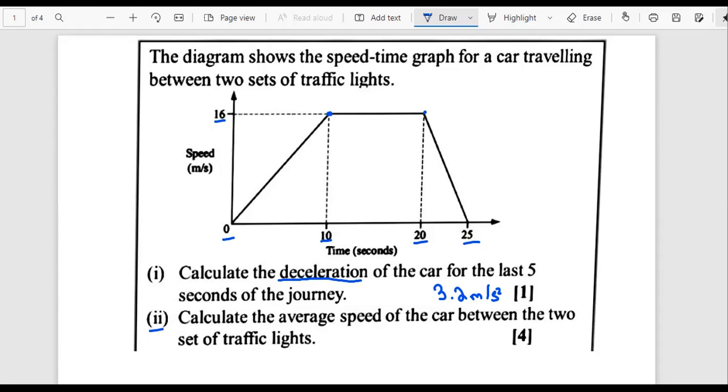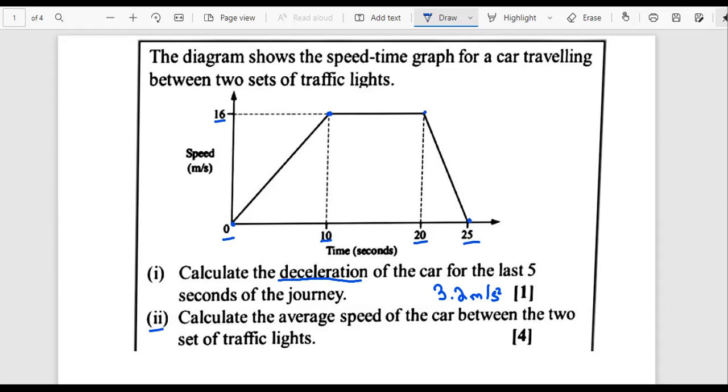Okay, now you need to be clear with this. The diagram shows the speed time graph for a car traveling between two sets of traffic lights. So do you think that these are the two sets of traffic lights, between 10 and 20? No, because look, his speed was 16 meter per second. If they are saying it is between two sets of traffic lights, the speed must be zero, and then it should get to zero again, right? Oh, so it starts at a traffic light and ends at a traffic light. Exactly.